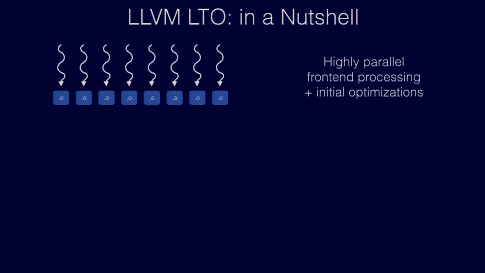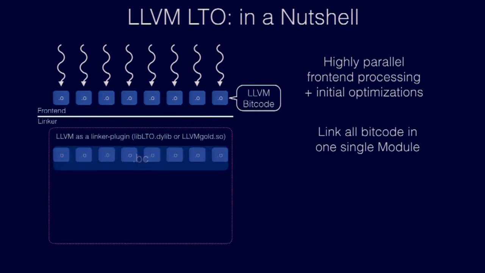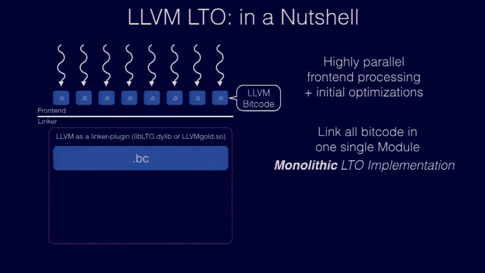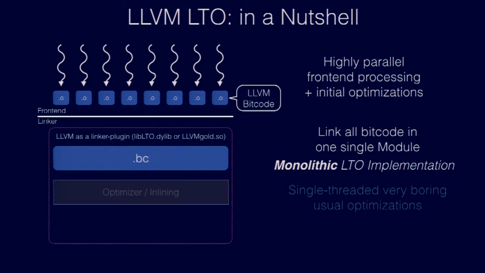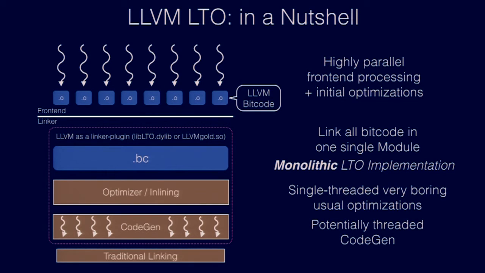How does it work? You first generate those object files, which are bitcode files. Then you have a linker that knows about it. For example, if you use Gold, it will have a plugin. You take all the bitcode files and merge them into one very, very giant bitcode file, and then you do a bunch of optimizations on it. Then you can have a parallel code gen, and then you have traditional linking.